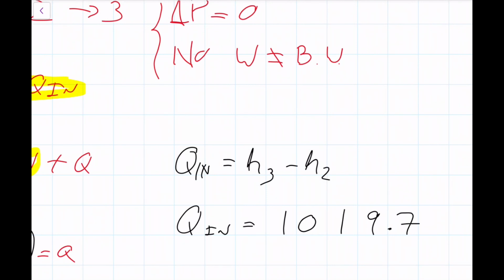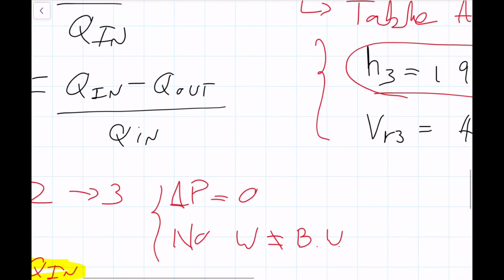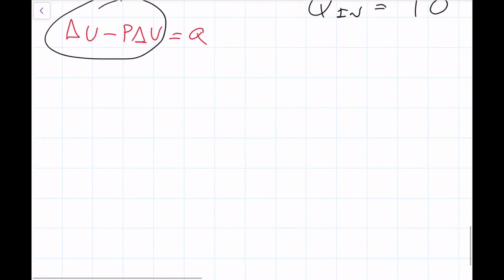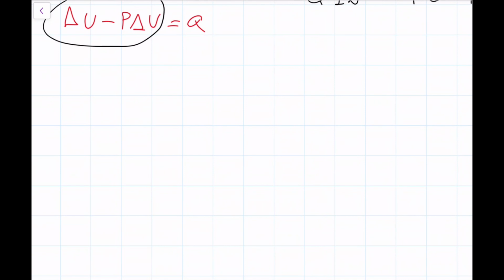1019.7 kilojoules per kilogram. Okay, so that's 1900 minus the 890. Now the other thing we need is the Qout, right? So for us to be able to find the efficiency, let's go hunt Qout now.